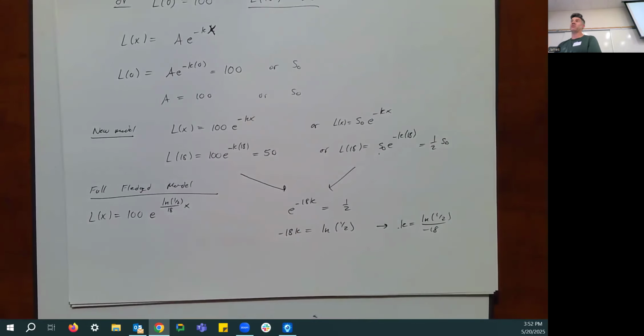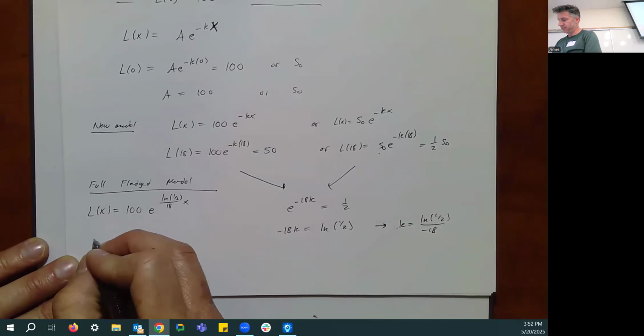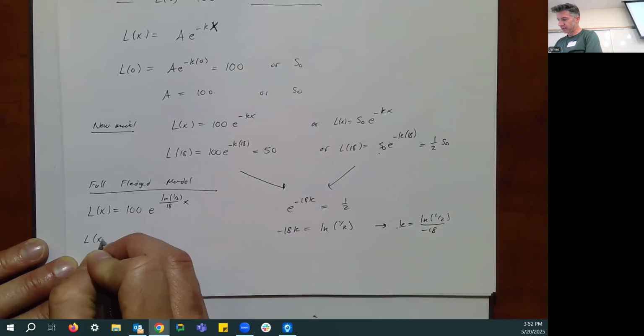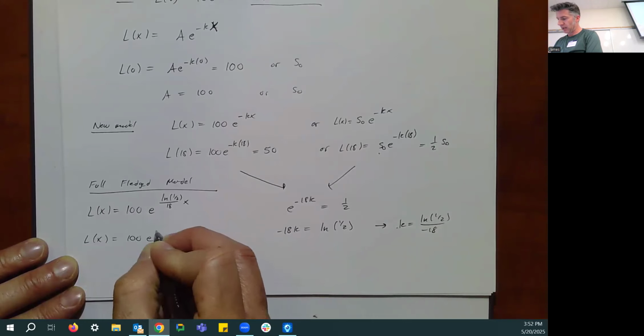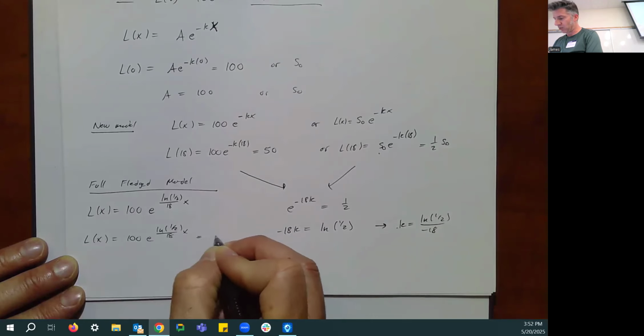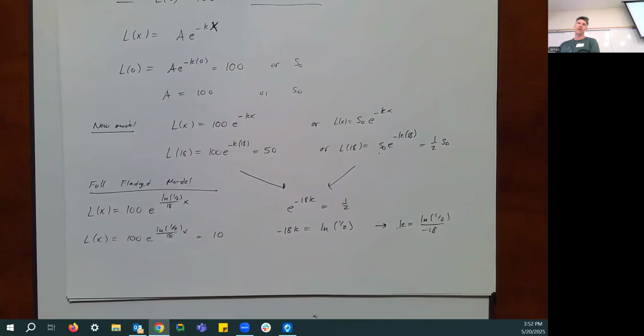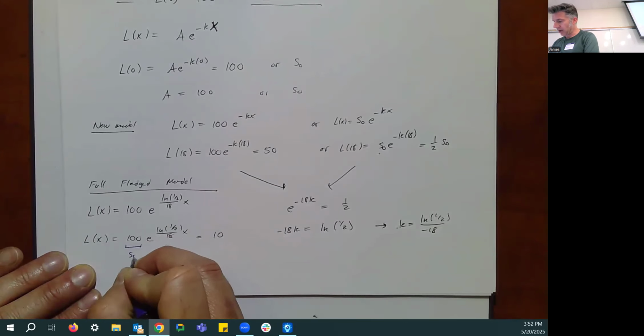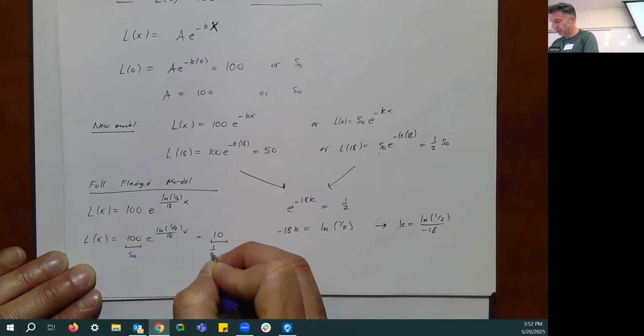And then to answer the final question, we're going to set this equal to 1/10 of the original amount, because that's how deep we can dive before the light is too low to be able to not use artificial light. So we're going to set L of x equal to 100 e to the natural log of 1/2 over 18 times x equal to 1/10 of 100, which is 10. Or this could be s naught, and this could be 1/10 of s naught.